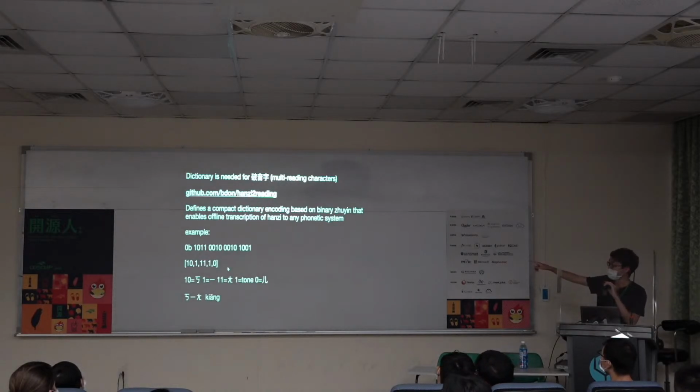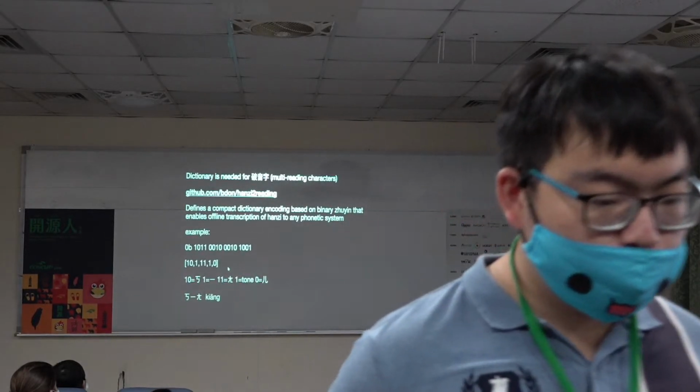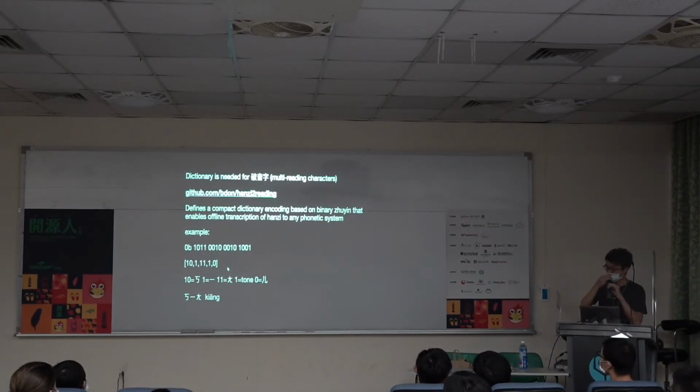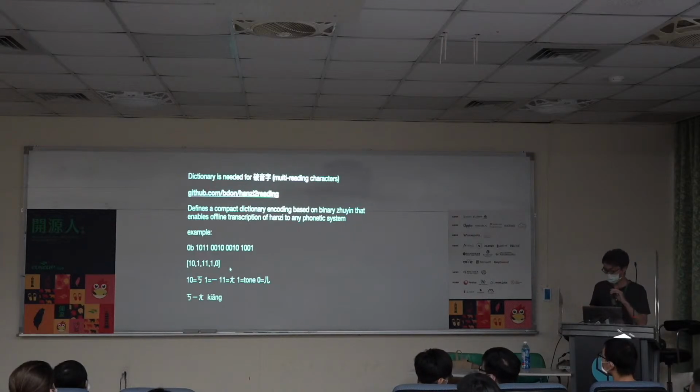And the main issue is what's called multiple reading errors, or 破音字. So in those cases, you need a dictionary to look up how a sequence of characters can be transcribed. So I'm working on this new dictionary format that supports multiple phonetic systems. You can see if I want to encode this syllable kyang, it's 10, 1, 11, 1, 0, that maps to binary. But the idea is that you can use this to transcribe.